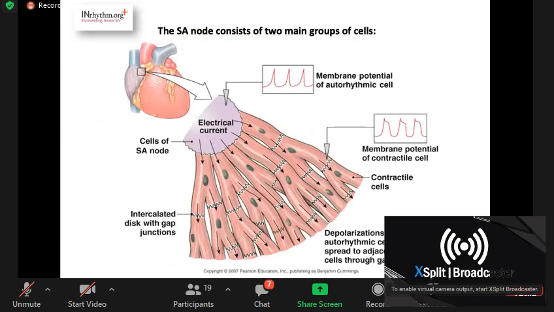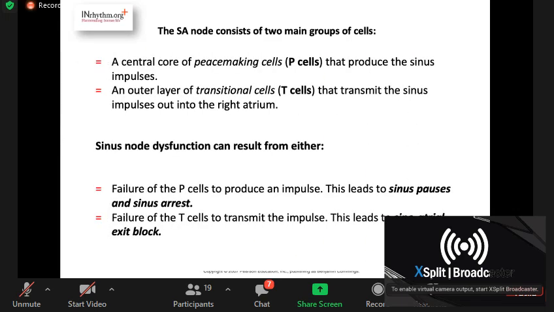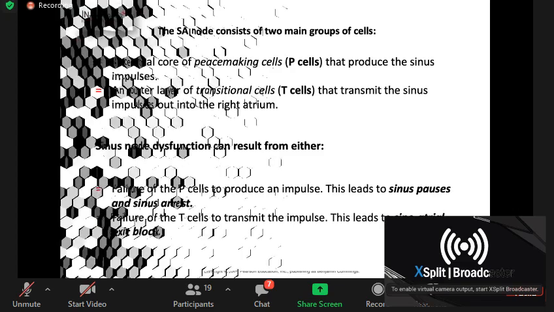So this is how the SA node is. We have two groups of cells within the SA node. One is responsible for impulse generation. The other is responsible for the impulse conduction. So impulse generation is done by the P cells and the T cells conduct it out to the atrium. So what happens in sinus node dysfunction is there is either failure of the P cells to produce an impulse. In that kind of scenario, you will get sinus pauses or sinus arrest. But if there is a T cell dysfunction, that means the conduction is the problem, then you will have all those sinus exit blocks.